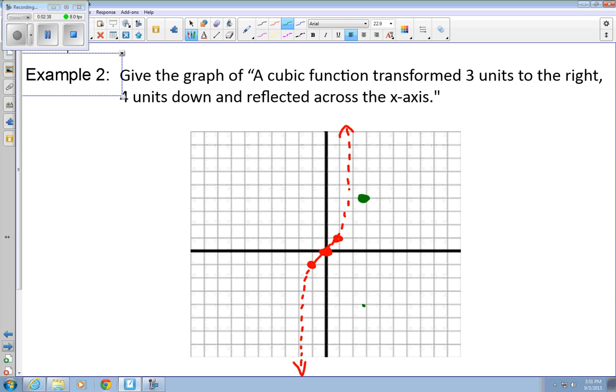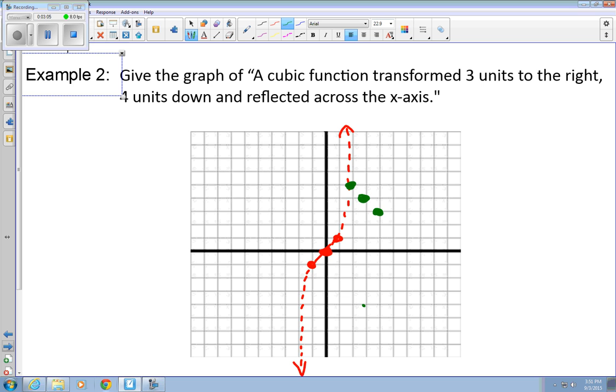Now we move each of the other points. 1, 1, go 3 to the right, down 4, and that's at 3, negative 3. When it gets reflected across the x-axis, that'll become 3, positive 3. And do the same for the last point, negative 1, negative 1. Move it 3 to the right, 4 down. I'm at 2, negative 5. When I reflect it, it's going to go to 2, 5.